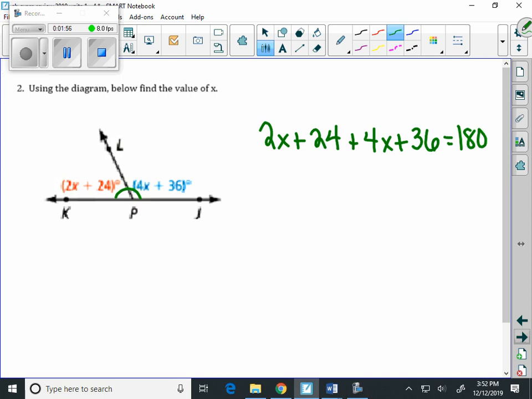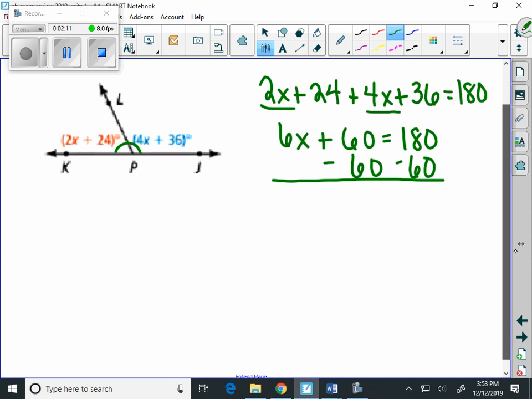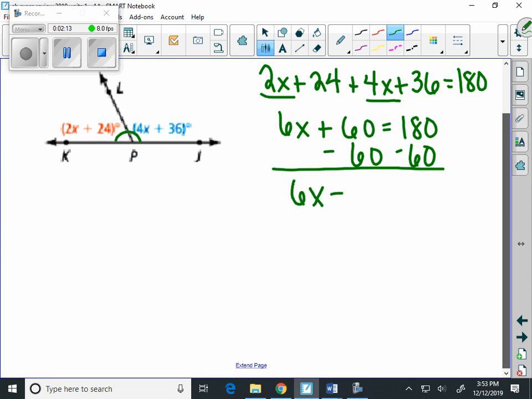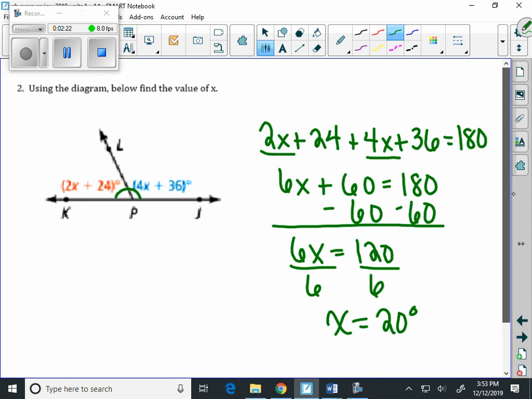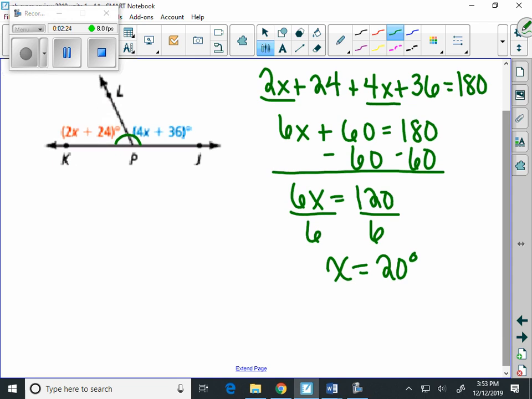And then we can combine like terms. 2x plus 4x is 6x. 24 plus 36 is 60, equals 180. And then we can subtract 60 from both sides. So we end up with 6x equals 120. And divide both sides by 6. So x equals 20 degrees. I think that's what we want to find. Find the value of x.